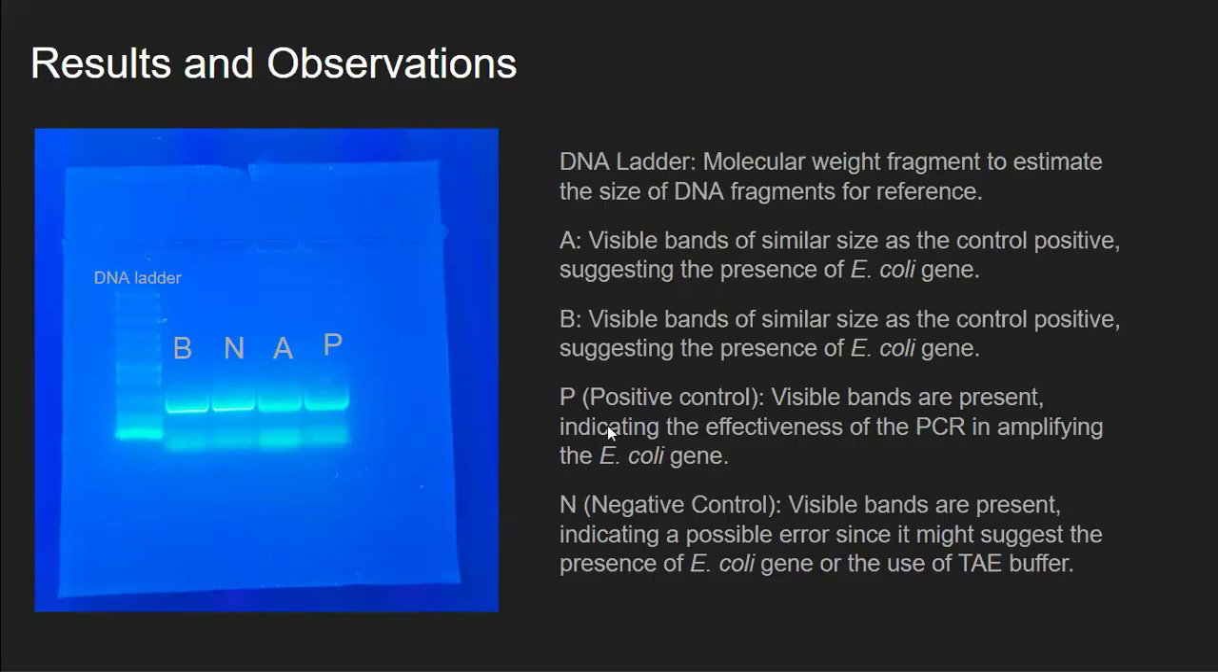Visible bands are present, indicating the effectiveness of the PCR in amplifying the E. coli gene. And negative control: visible bands are present, indicating a possible error since it might suggest the presence of E. coli or the use of TAE buffer.